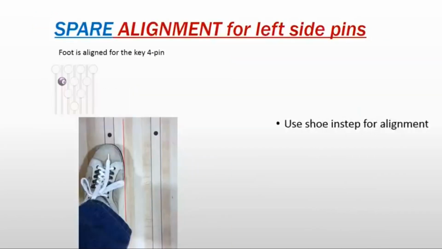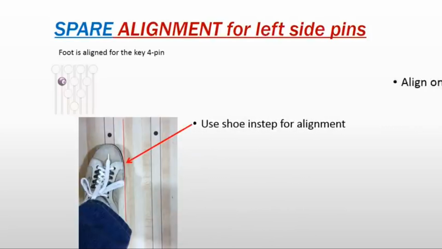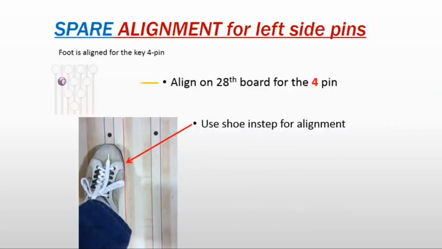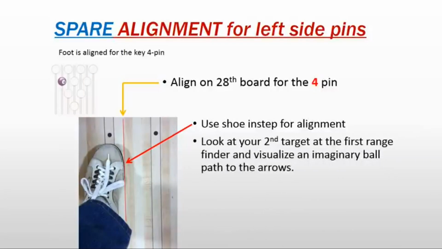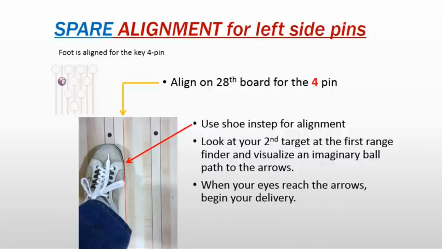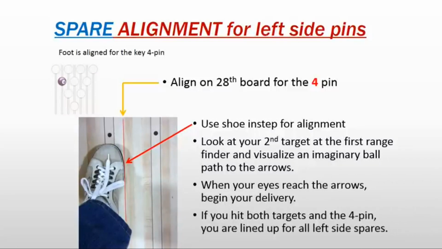Aligning for spares on the left side is similar to aligning for spares on the right. Align yourself for the key 4 pin by standing on the 28th board. Look at your second target at the first rangefinder and visualize an imaginary ball path to the arrows. When your eyes reach the arrows, begin your delivery. If you hit both targets and the 4 pin, you're lined up for all left side spares.